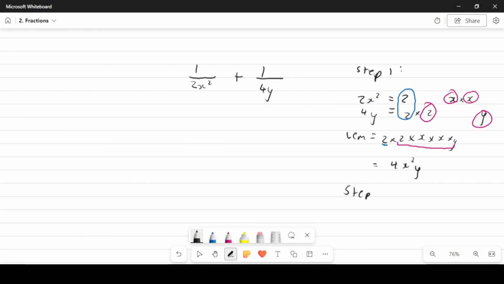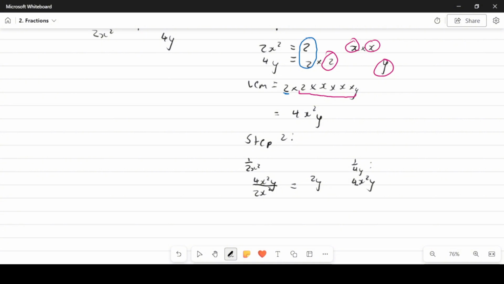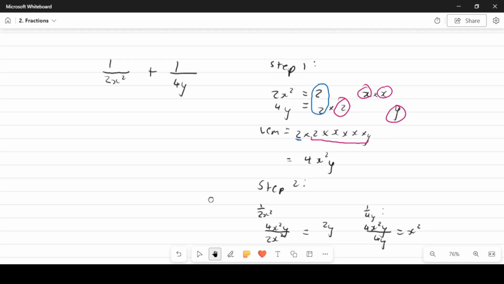What's your step 2? New denominator over the old denominator. So 4x squared y is your new denominator. So for the fraction 1 over 2x squared, we'll have 4x squared y over 2x squared, which is equal to 2y. And for the fraction 1 over 4y, we have 4x squared y over 4y, which is equal to x squared. What do we do with these factors? We multiply them by the old fraction. So we multiply this fraction. So for the fraction 1 over 2x squared, we multiply by 2y over 2y. And for the fraction 1 over 4y, we multiply by x squared over x squared.